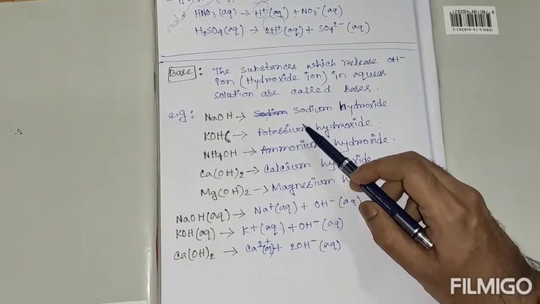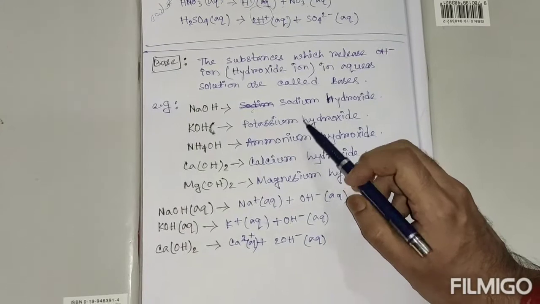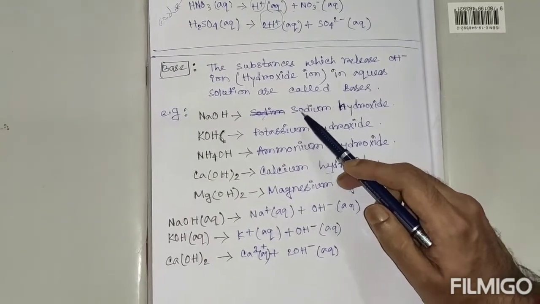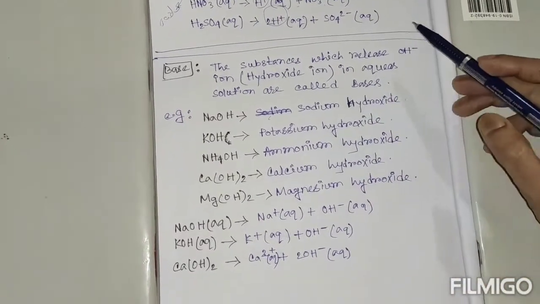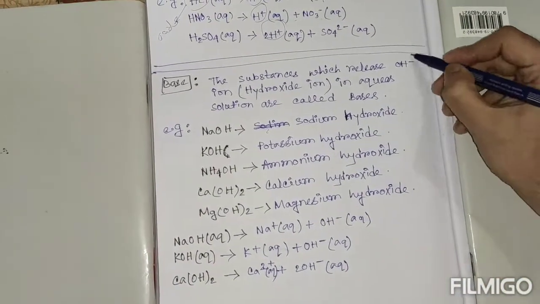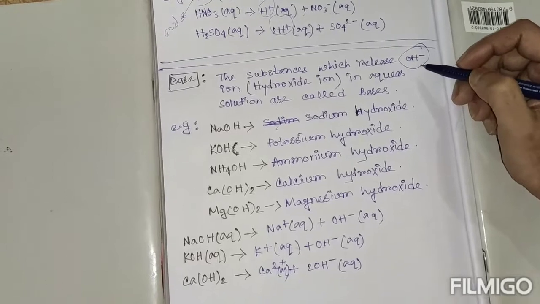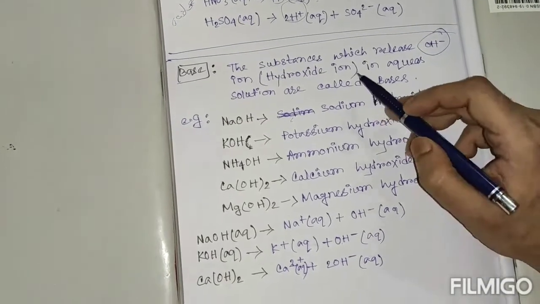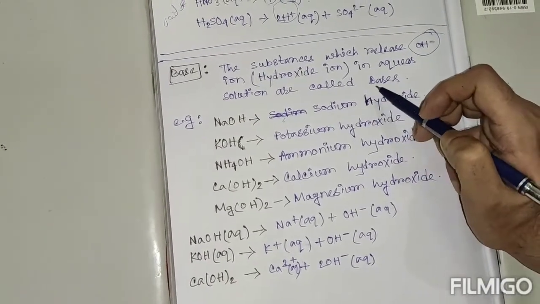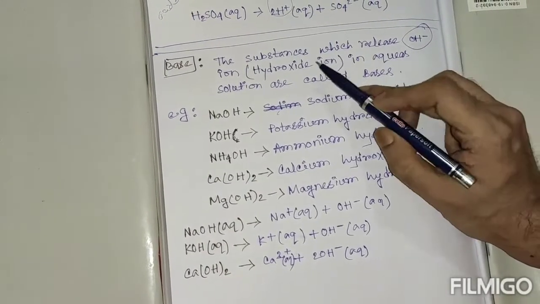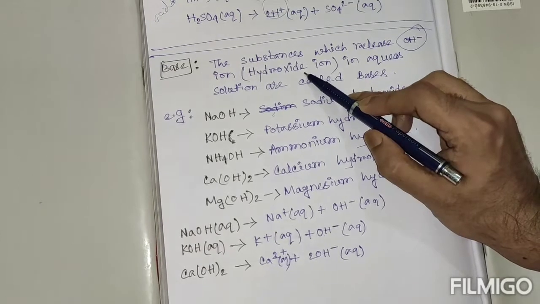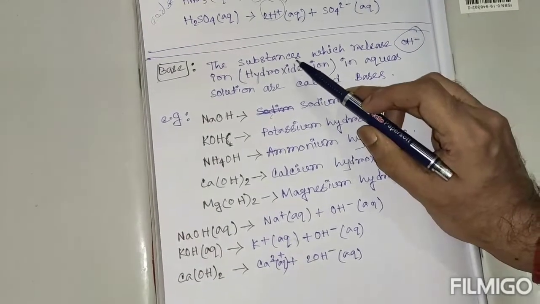Now come base. What is the actual definition of base? This is the actual definition of base according to Arrhenius. The substances which release OH- ion, that is hydroxide ion, in aqueous solution are called bases. So OH- ion means hydroxide ion. So the substances which release OH- ion, these are known as base.